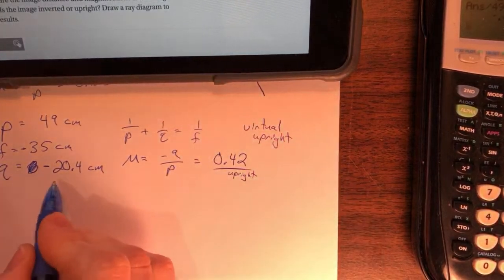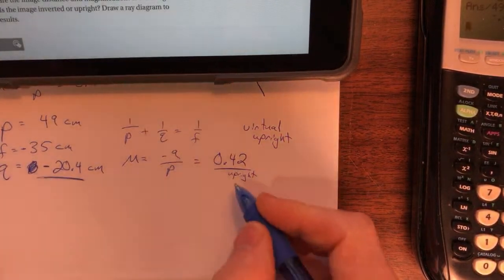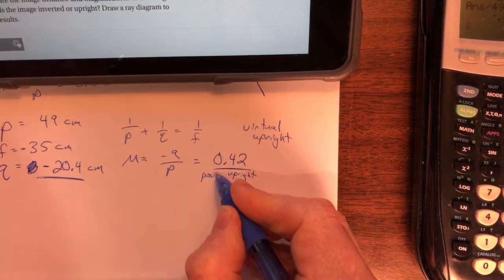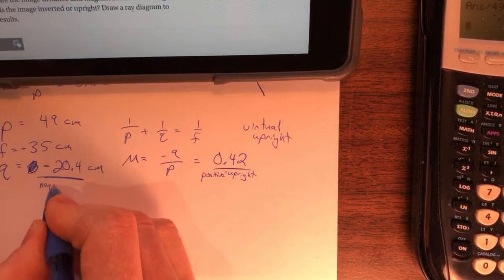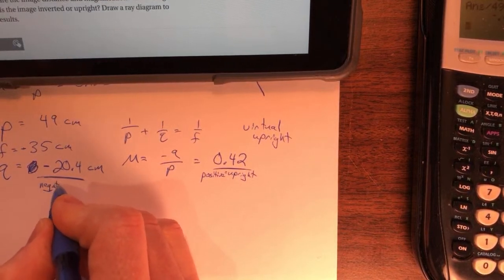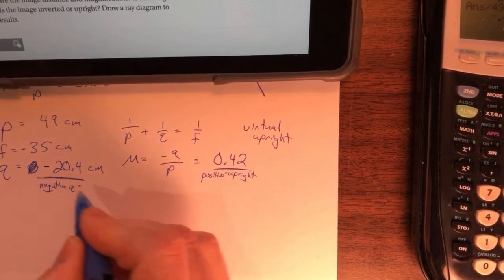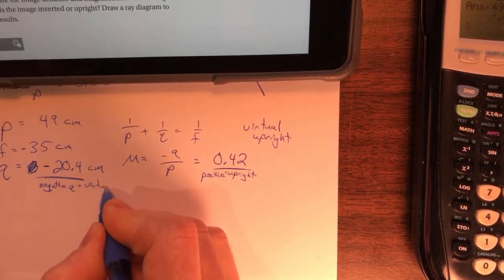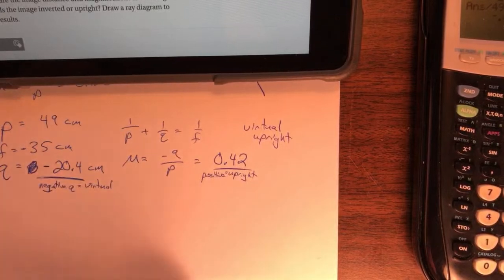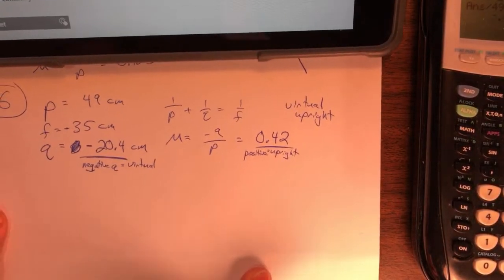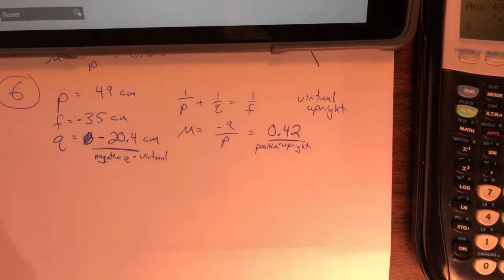Okay? Your Q value is negative. So positive M is upright. Negative Q is virtual. All right, so those positives and negatives will always tell you about what kind of image you're dealing with, virtual or real, upright or inverted.